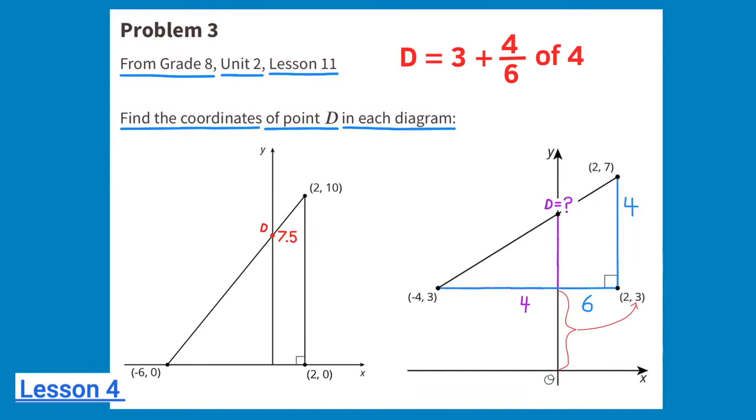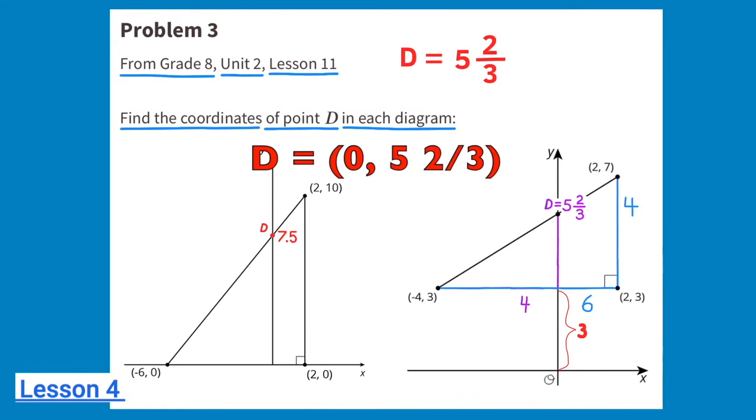To account for the space between the x-axis and the triangle's base, I wrote this equation. D equals 3 plus 4/6 of 4, or 3 plus 2/3 of 4, which means 3 plus 2/3 times 4, or 3 plus 2/3 times 4 over 1, which is 8 over 3 times 1. D equals 3 plus 8/3. 8/3 is equivalent to 2 2/3, and 3 plus 2 2/3 is 5 2/3.